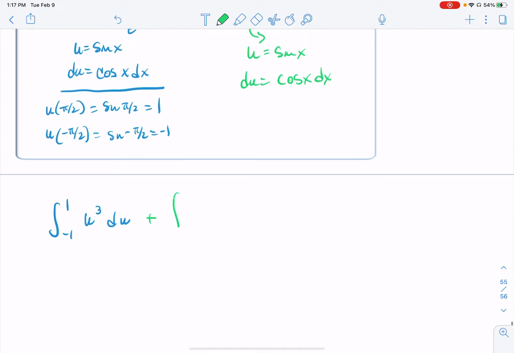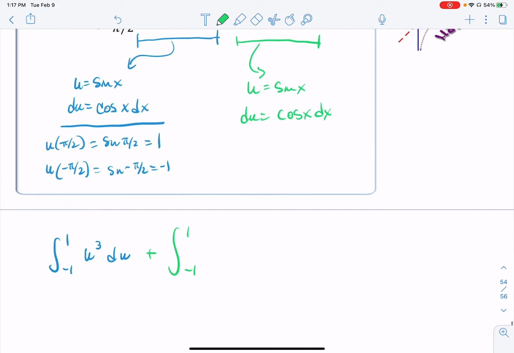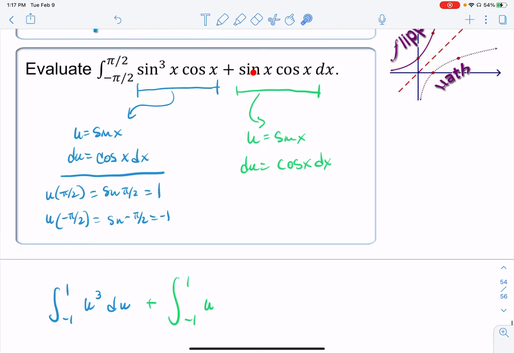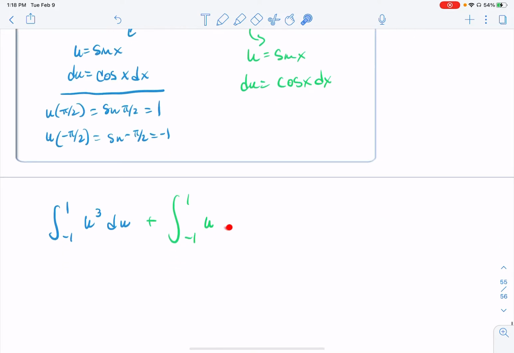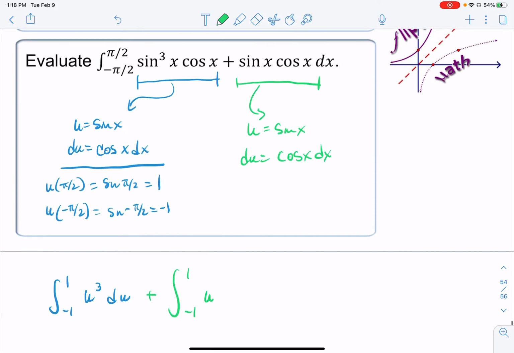So plus the definite integral from negative 1 to 1. And this time it's just going to be u, because it's sine and then its derivative, the cosine, and then du, right? Because the cosine x and the dx become our du.